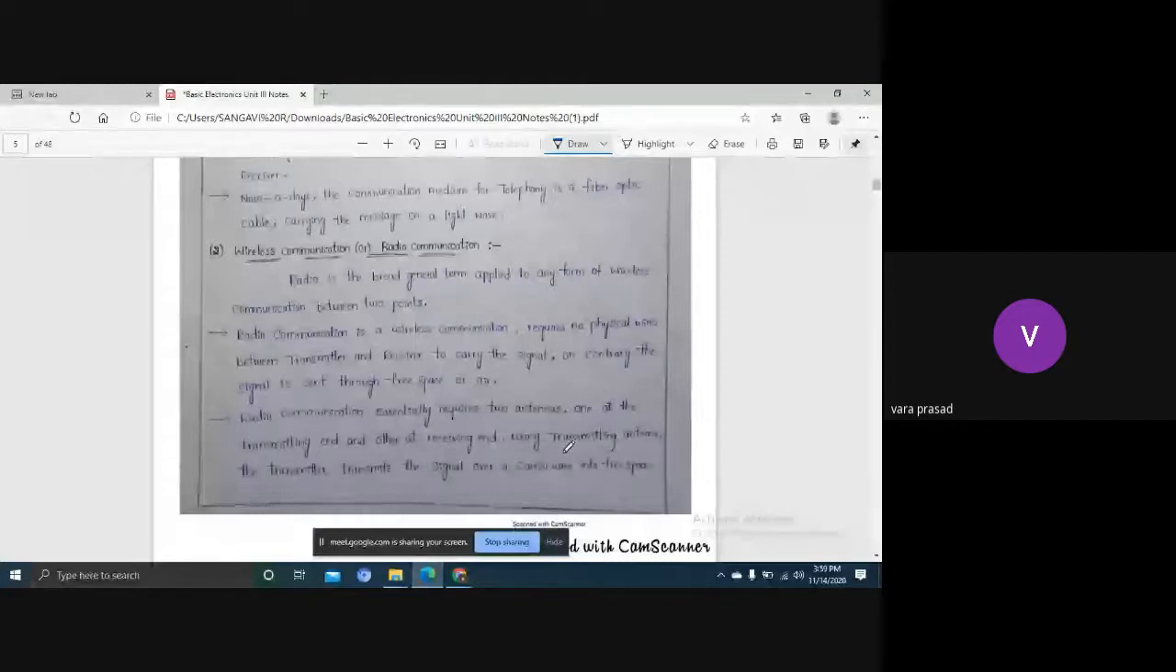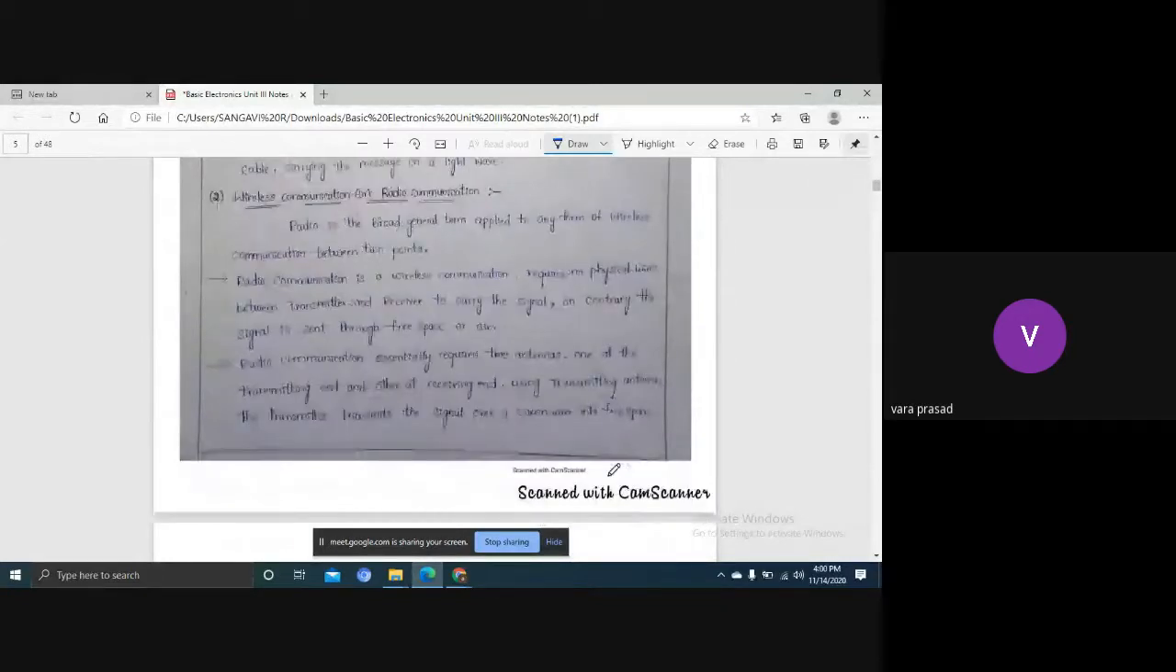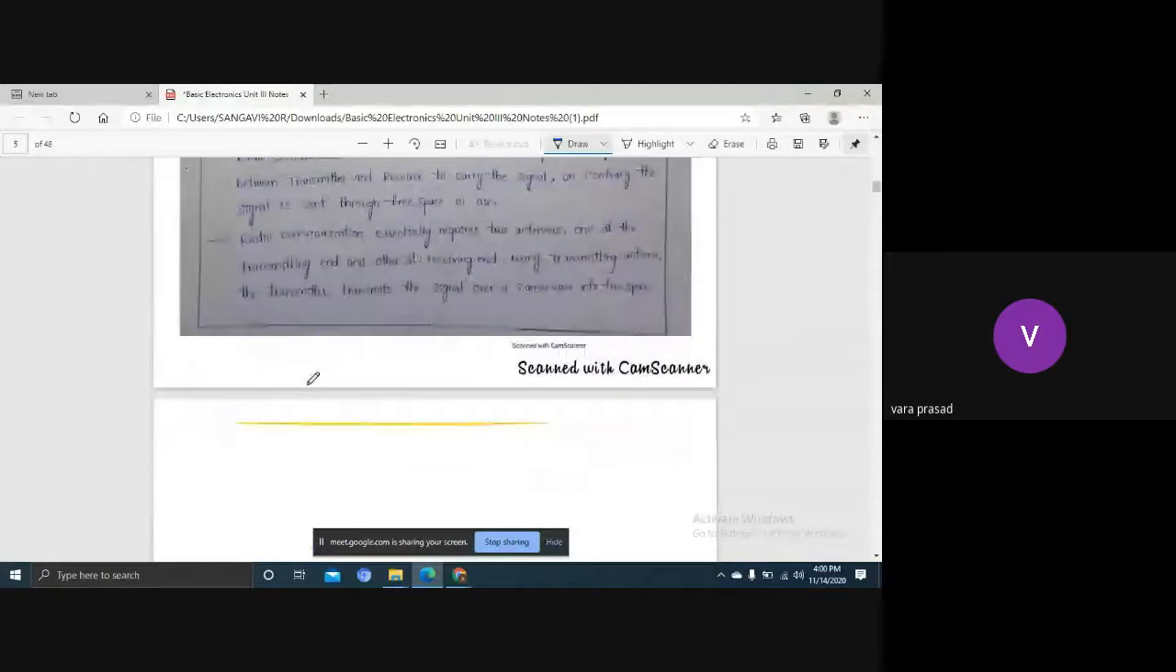Using a transmitter antenna, the transmitter transmits the signal over a carrier wave into free space. I already said the message signal is a low frequency signal that is superimposed with the carrier signal. The receiver picks up the signal by means of a receiving aerial and separates the signal from the carrier.